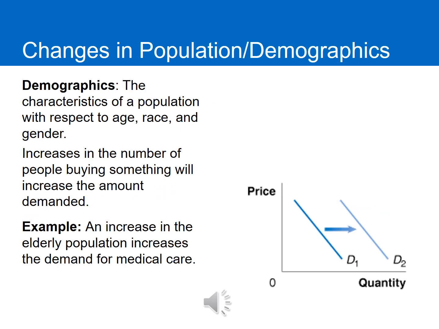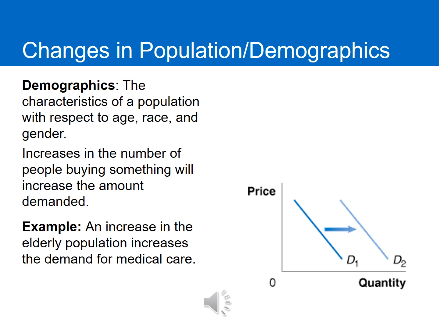Another variable that will shift the demand curve is changes in population or demographics. So demographics are the characteristics of a population with respect to things like age, race, gender, religion. There's many different ways to break down population. Increases in the number of people buying something will increase the amount demanded. So if the population as a whole increases, that will tend to increase the amount demanded. Now, if a certain demographic within a population increases or decreases, this will function the same way.